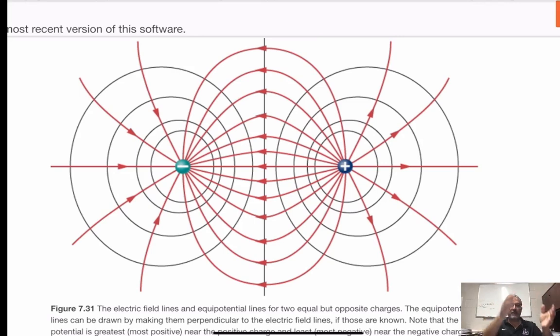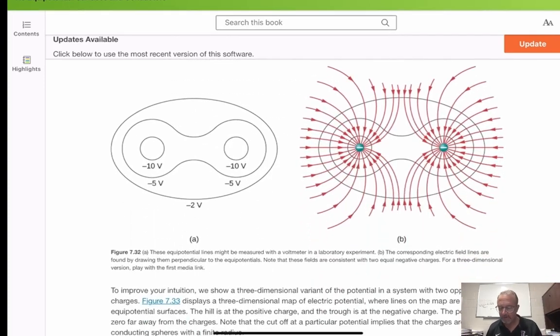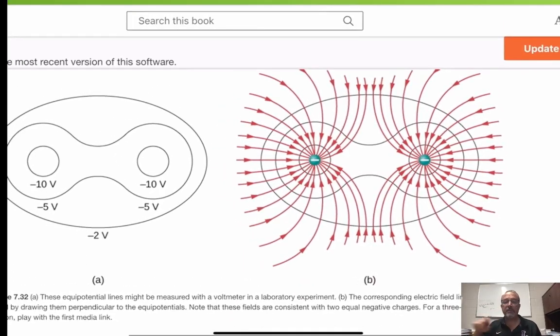And around the negative charge is like a valley that goes downward. And the shape of that hill and valley tells you what will happen if you drop a positive test charge somewhere in that region. It'll follow the contours of the electric potential and roll down the hill, so to speak. There's the electric field and equipotential surface.